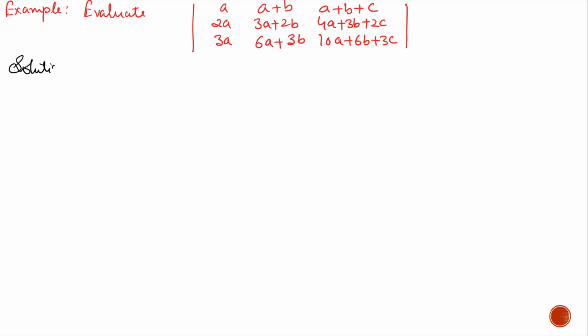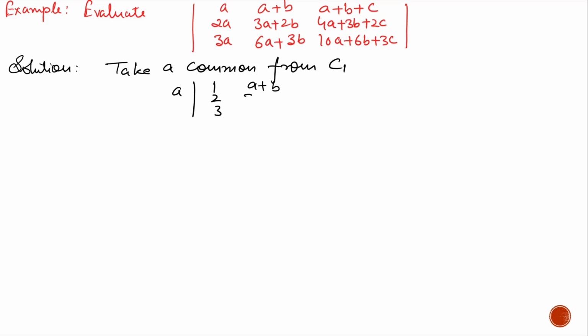In this example, if you see the first column, a is common. So take a common from the first column and we will get a as common. In the first column 1, 2, 3 and the second and the third column remain same. Now we have 1, 2, 3 in the first column.